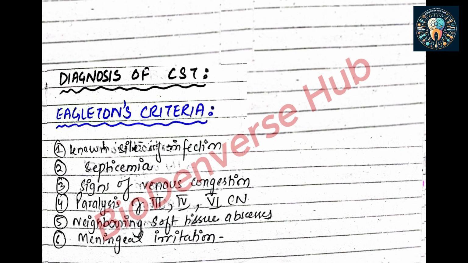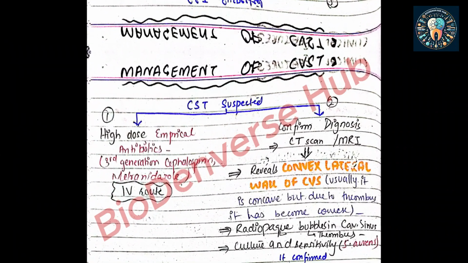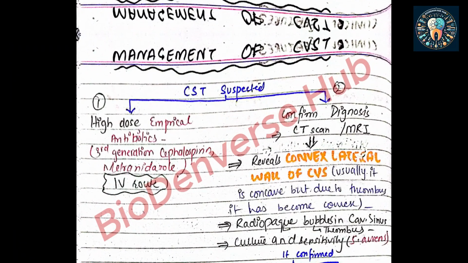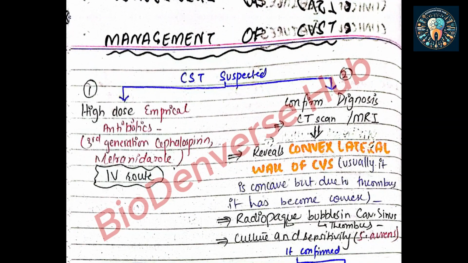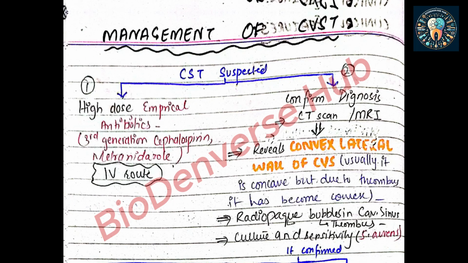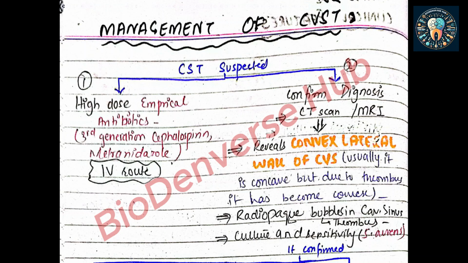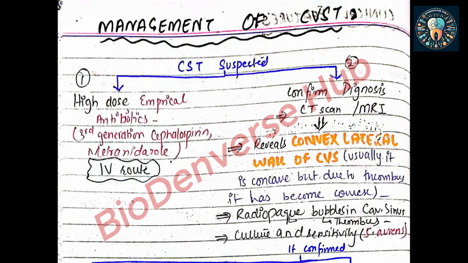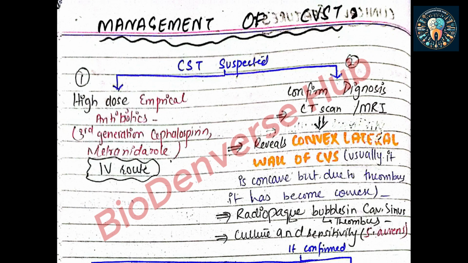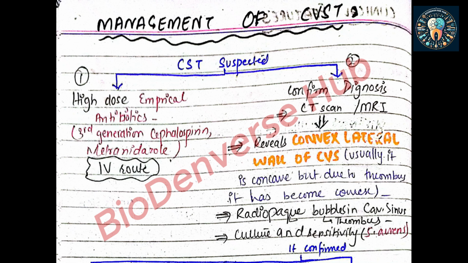So first of all, the patient has come and presented with those clinical features, and you have examined the patient, taken the history, and seen the signs and symptoms, and it also fulfilled the Galton's criteria. So for that patient, first of all, you need to go directly with high dose empirical antibiotics, that is, a third generation cephalosporin or metronidazole by the IV route. And meanwhile, you should confirm the diagnosis by CT scan and MRI.